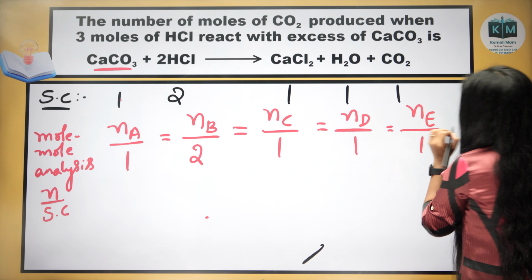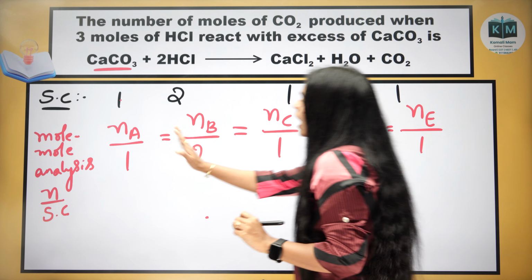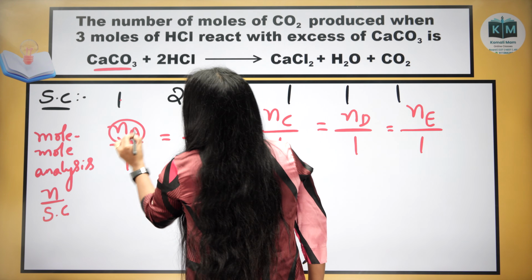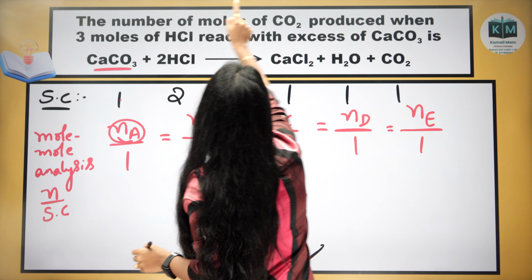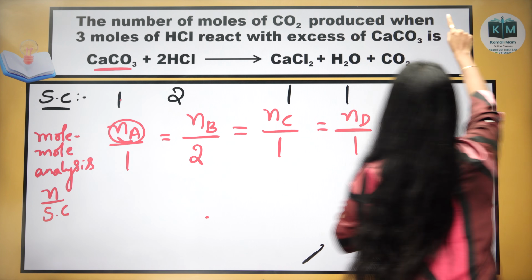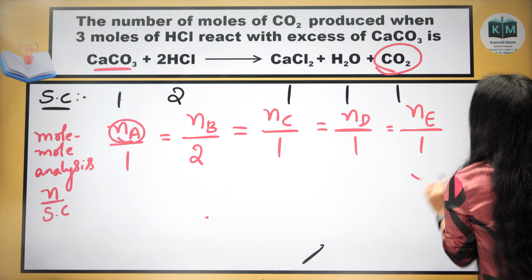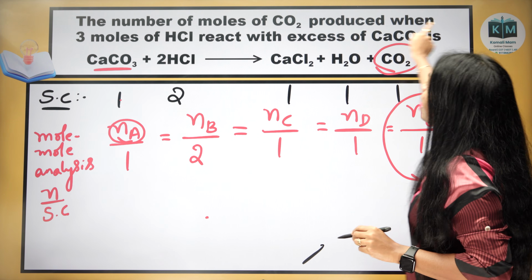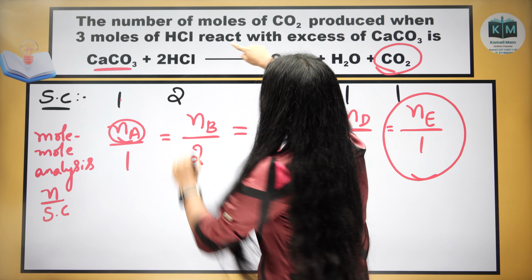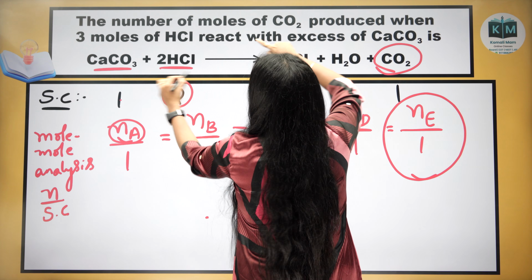In this question, how many moles are given? The number of moles of CO2 produced, they are asking about CO2, which means only this term they are asking. When 3 moles of HCl, this is given as 3 moles.